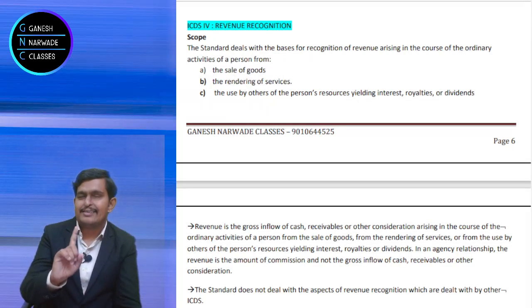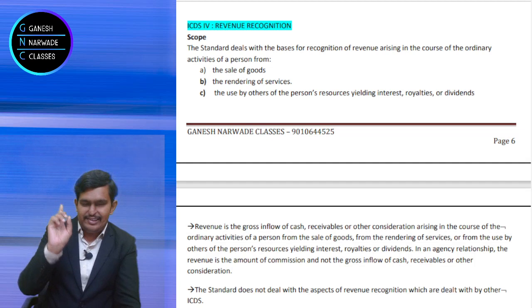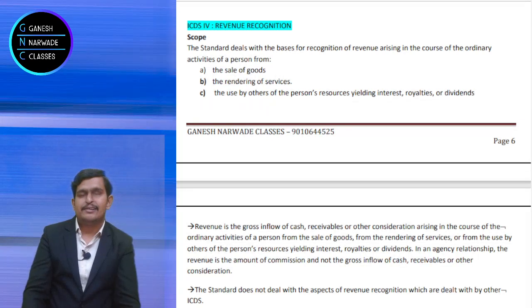Significant risk and rewards are transferred. Second condition, that no effective control on the goods is exercised by the seller. Third, reasonable certainty is there with the seller that he is going to get the money. If these three conditions are satisfied, on the sale of goods, revenue should be recognized, income should be recorded for income tax purpose.